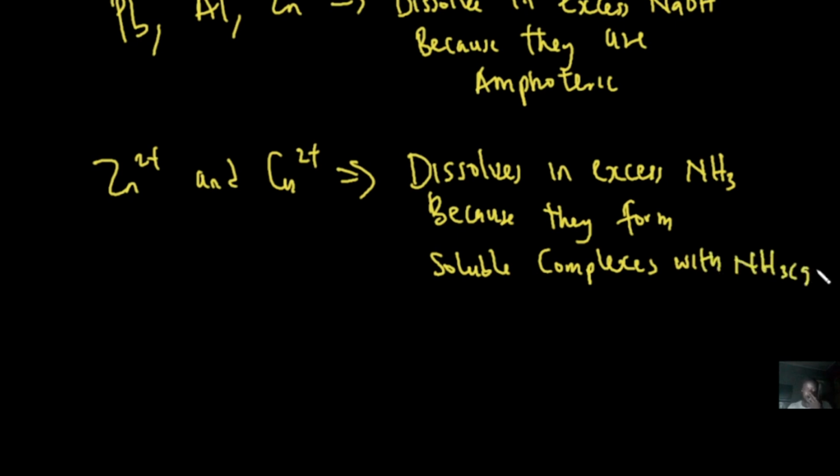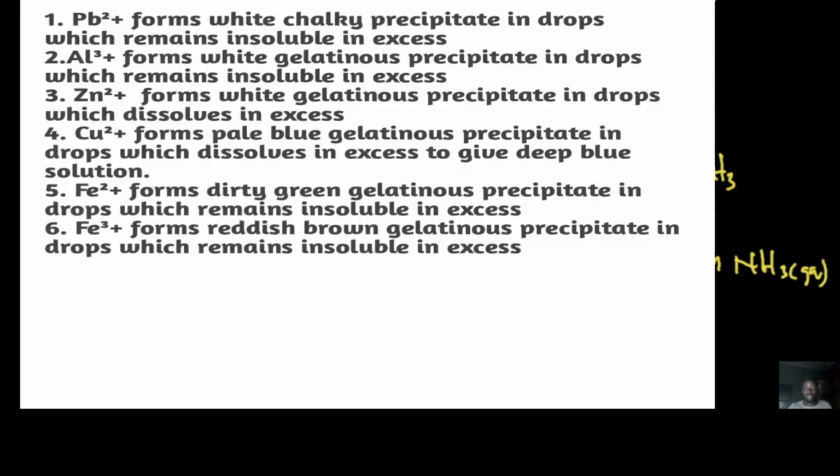So just have that in mind, that initially when the precipitate is formed, it is as a result of production of the hydroxide. But when you now further add ammonia in excess, the only two ions that can form soluble complexes with ammonia are zinc 2 plus and copper 2 plus. Okay, let's see what happens here. Now, if we consider these things, it's as if everything is practically the same thing. So Pb2 plus will form white chalky precipitate, and that precipitate will remain insoluble in excess.